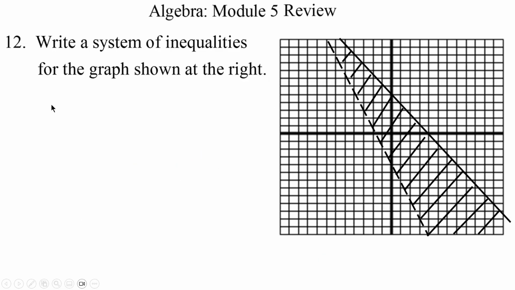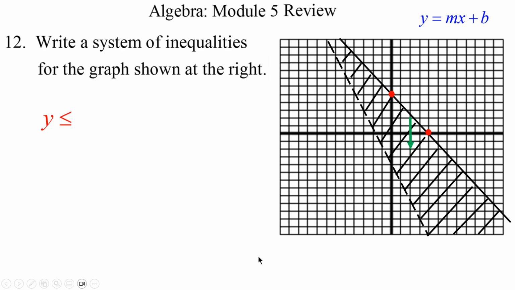12. Write a system of inequalities for the graph shown at the right. Okay, y equals mx plus b. Here we go. Y-intercept right there, that's going to be 5. And here's another point that's perfect on that line right there, so now I can find my slope. So I'm going to go y is, now, that's a solid line, and I'm shaded below it, so I'm going to go less than or equal to.